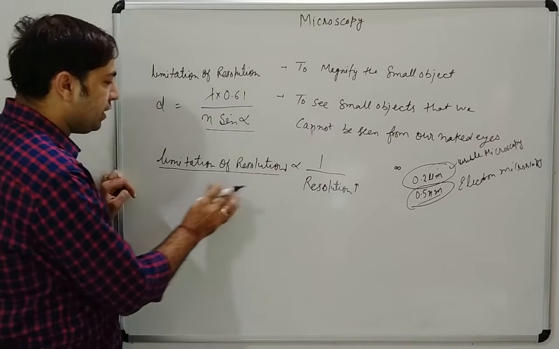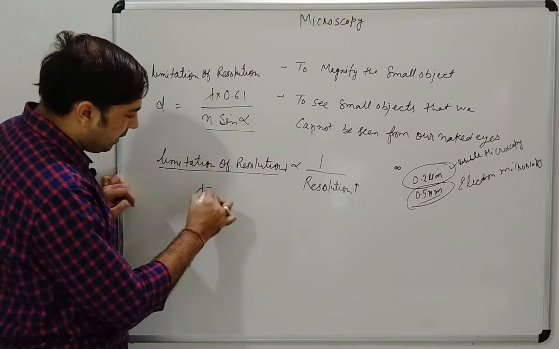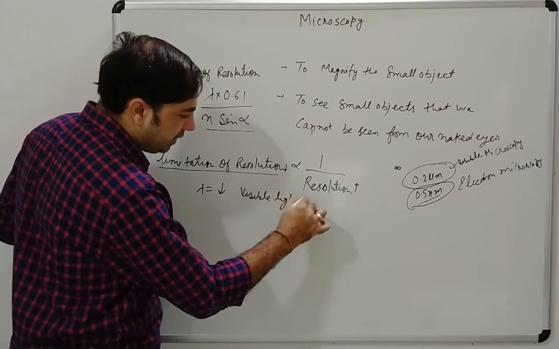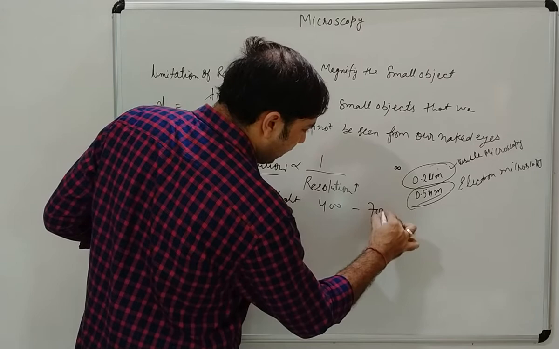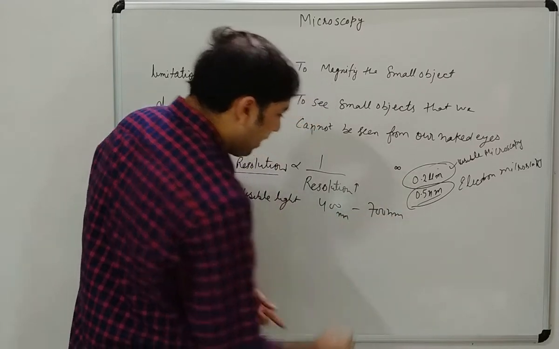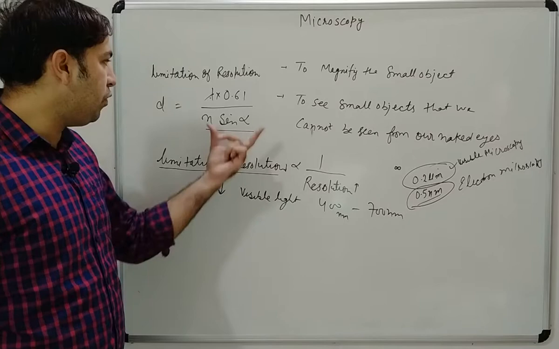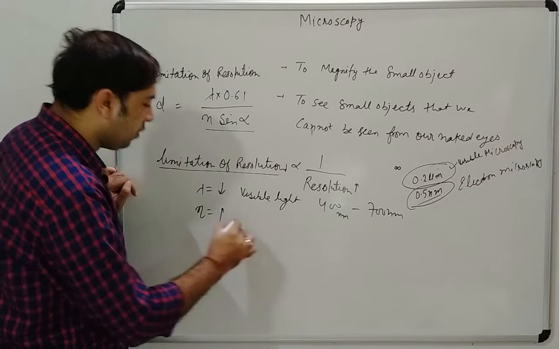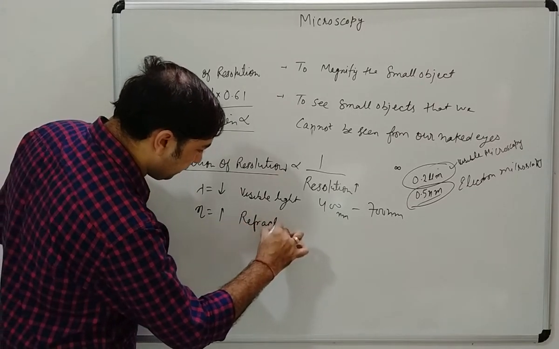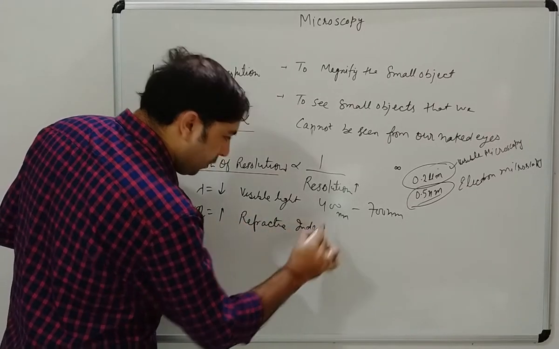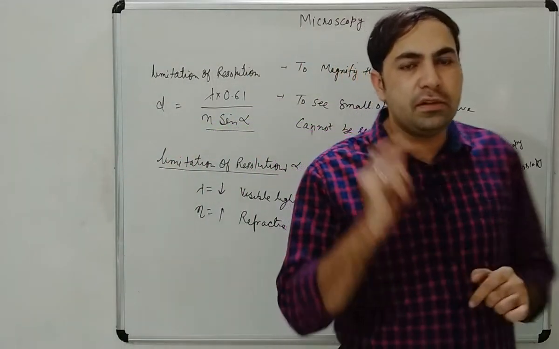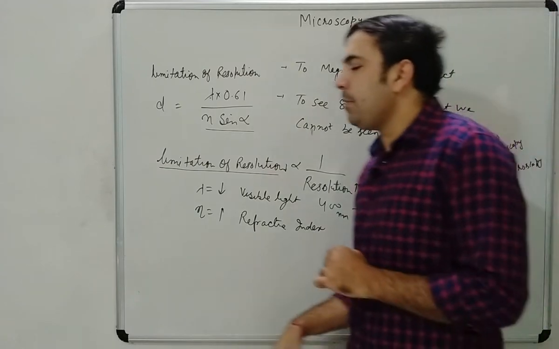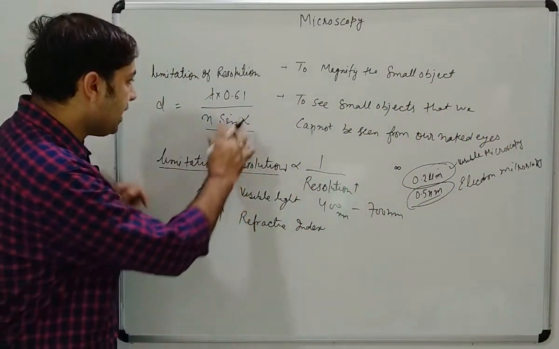For the limitation of resolution value to be less, we want lambda to be less. That's why we use visible light, whose wavelength is around 400 to 700 nanometer. And then the refractive index: if the refractive index increases, then d will decrease. So sometimes we use substances with a different refractive index value, like oil or emulsion, to increase the refractive index value at the time of observation.